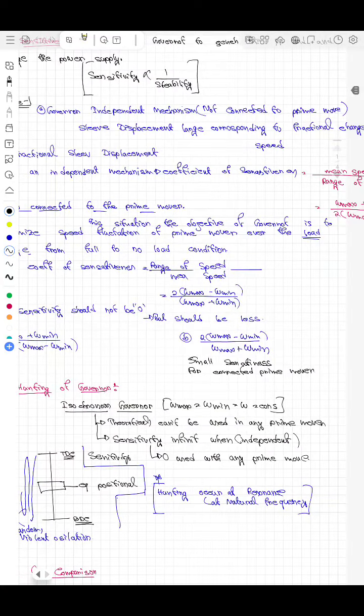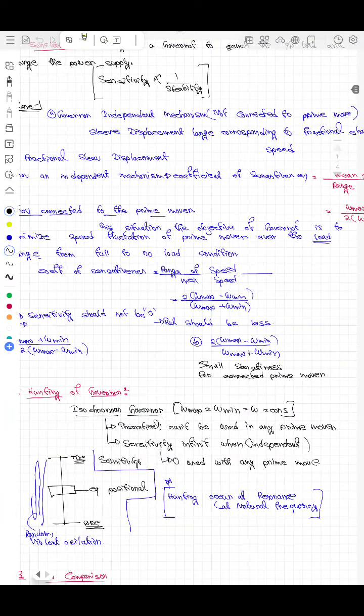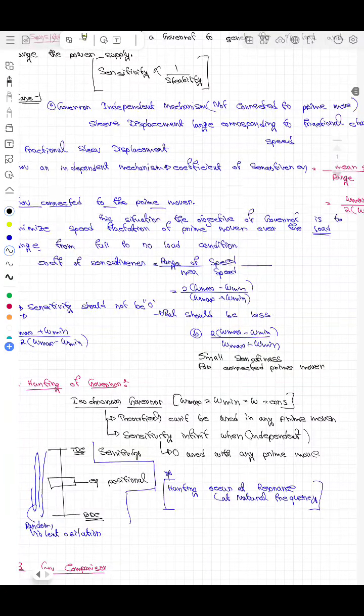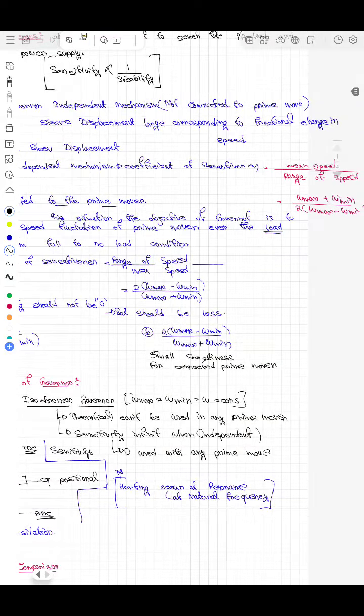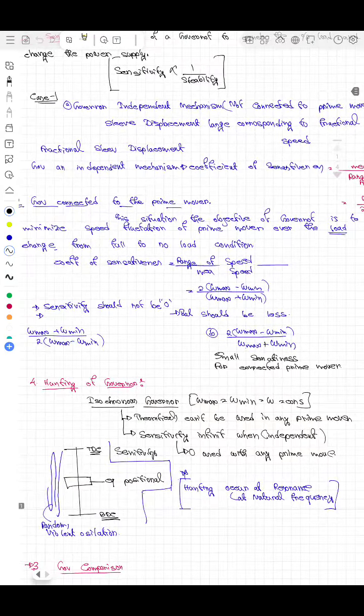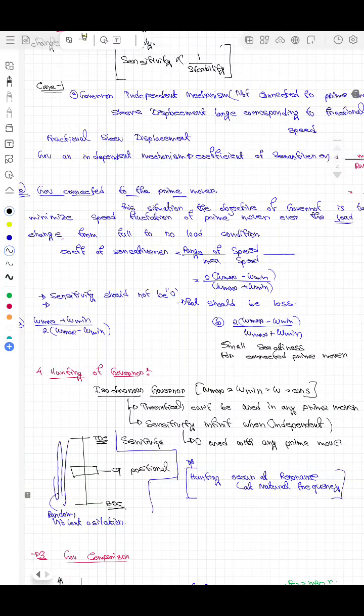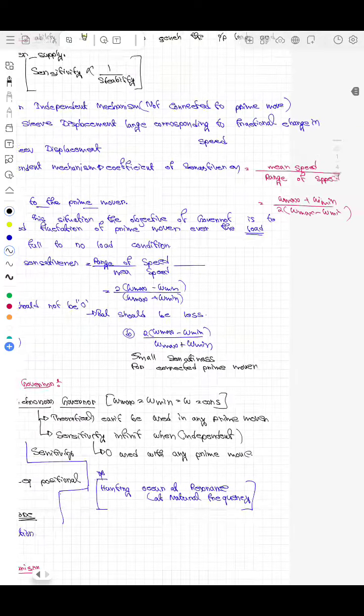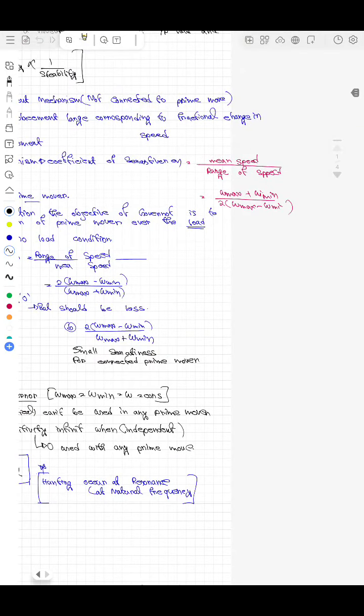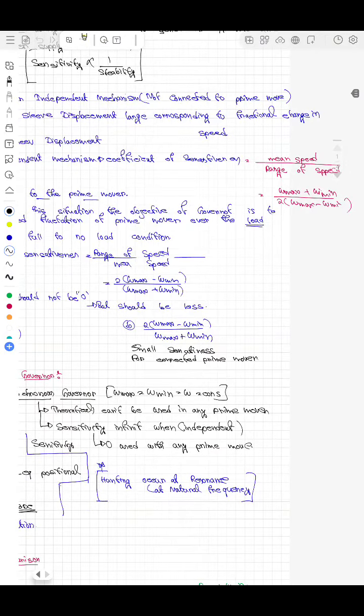Now there can be two cases. In case one, the governor is independent, with its own mechanism and not connected with any parameter. In that case the sleeve displacement will be large corresponding to the fractional change in speed. Then the coefficient of sensitivity is the mean speed by the range of speed, that is, (ω max + ω min)/2 divided by (ω max − ω min), the range.